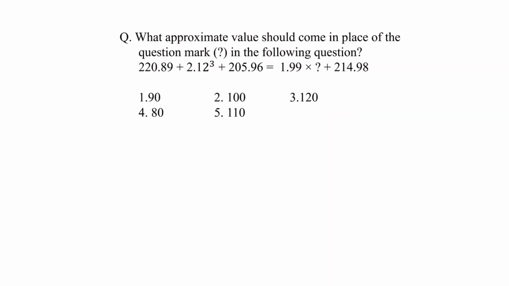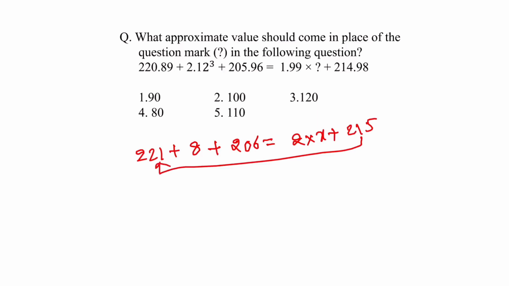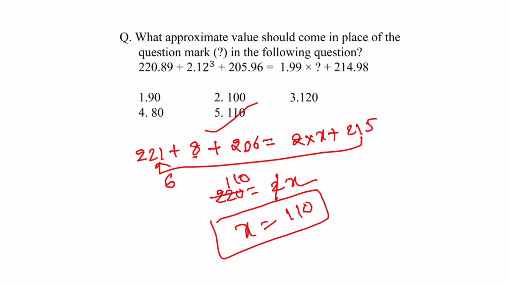Next question, what approximate value should come in place of the question mark in the following question? The approximate value is asked. 221 plus 2.1 cube and 2 cube, we are taking about 8 plus 205 and 406, we are taking about is equal to 2 into x plus 250. 250, it is first 221 minus 350 is 6. 6 plus 8, 14. 14 plus 2.6 is equal to 2x. Option is the correct answer.